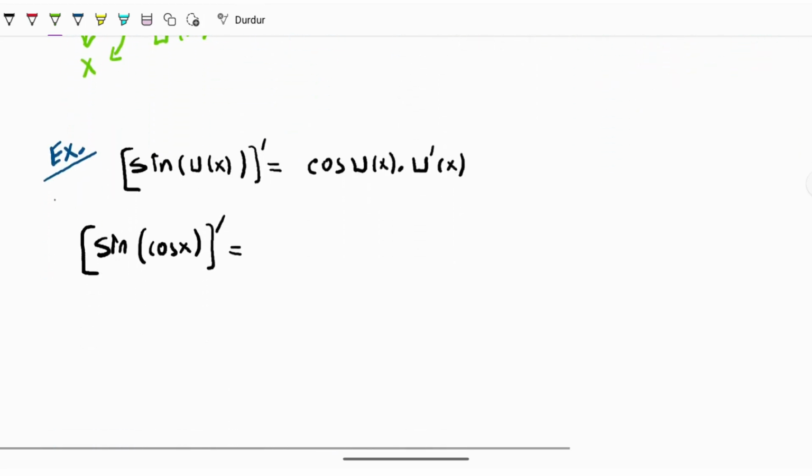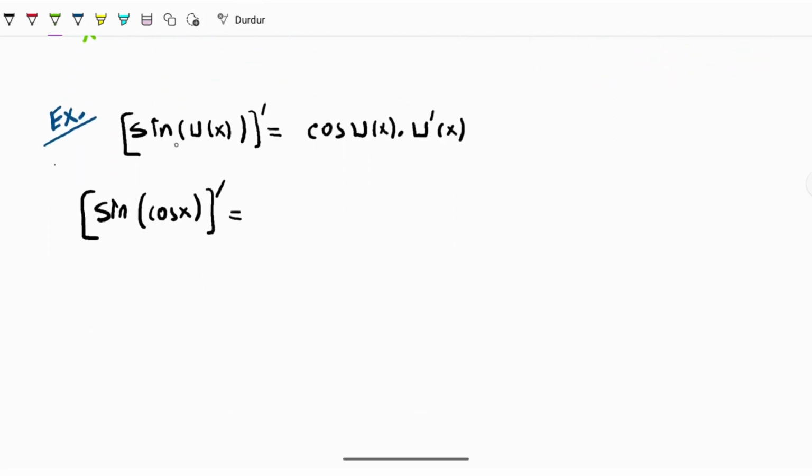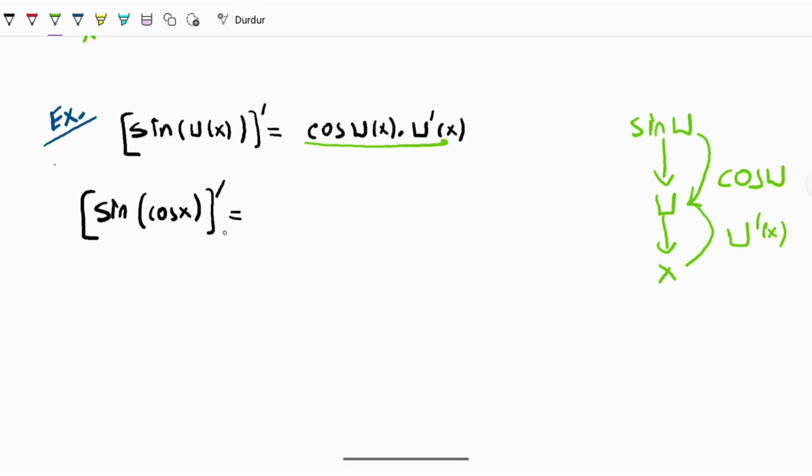Let's consider the next example. Derivation of sine of u of x. So as you see, sine u depends on u and u depends on x. The derivation of sine u with respect to u is cosine u. The derivation of u with respect to x is u prime of x. By using this formula, consider this particular case.